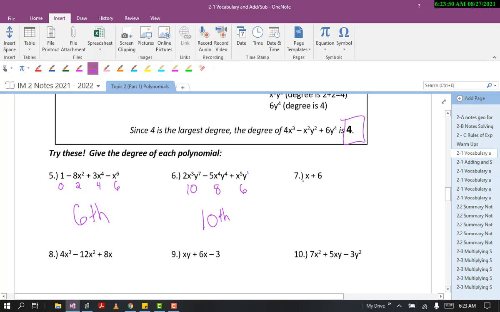x plus 6, well, x just has degree 1 because there's just one variable. 6 is a constant, doesn't have any variables, so the degree is 0. Largest is the 1st.